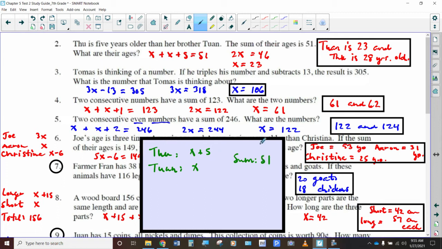So I have combined our describe and our define sections right here. So what should we do? Should we do guess and check, or should we solve it algebraically?